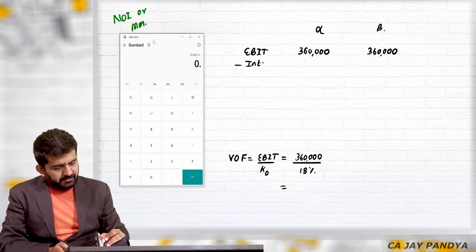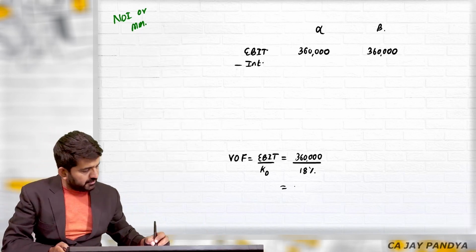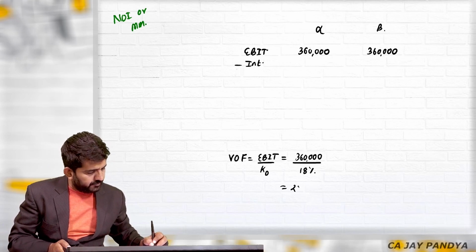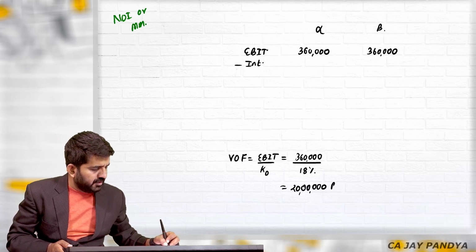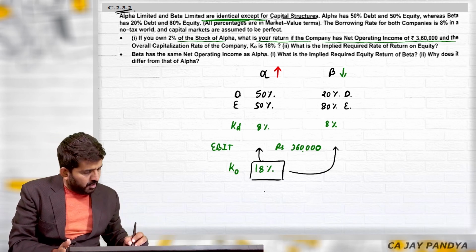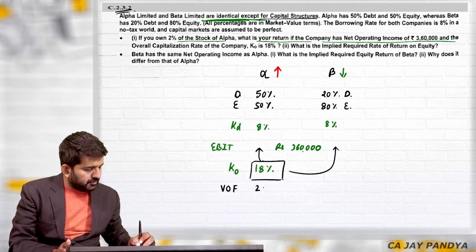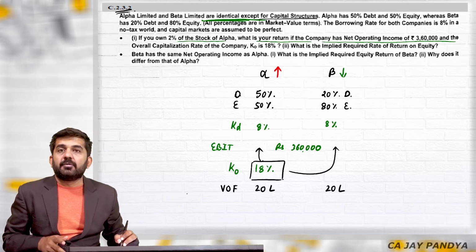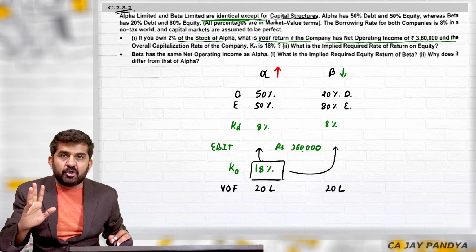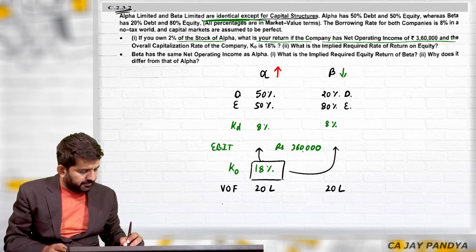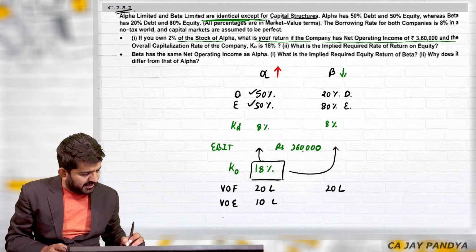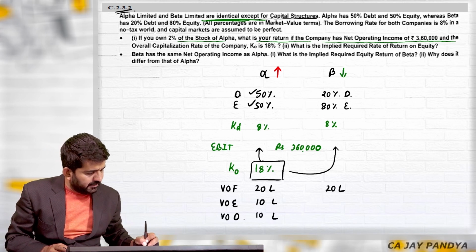3,60,000 divided by 18% is 20 lakhs rupees, which is the value of the firm. So the value of Alpha and Beta is 20 lakhs rupees both, because KO of both the companies will remain the same. Assuming no taxes and rational markets, both the firms, levered or unlevered, will remain the same. What will be the value of equity? Here it is clearly given 50-50%. So 10 lakh equity, value of debt 10 lakhs.